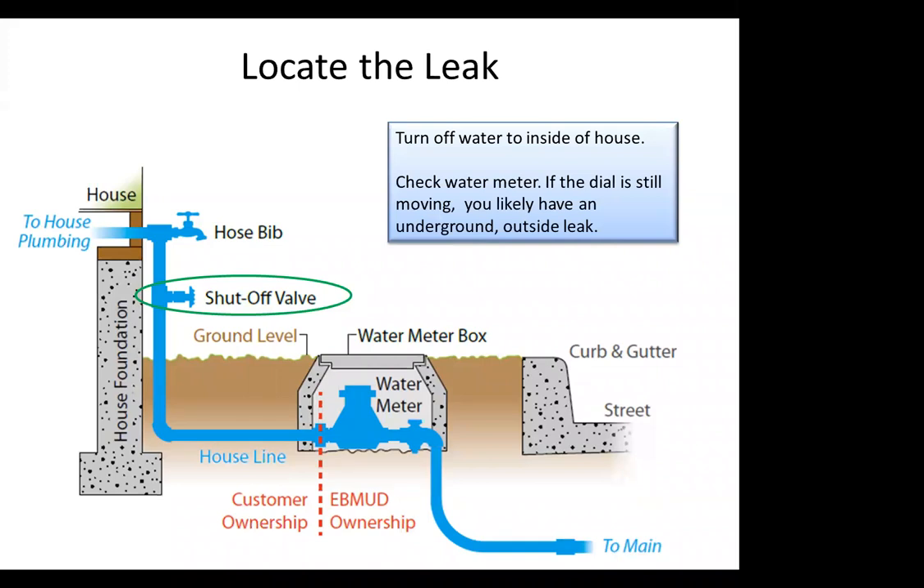So to narrow down the leak location, what you can do is find your house shutoff valve. Usually this valve is located next to the house, as seen in this picture, next to the foundation or the hose bib. So if you turn this off, you will shut off water to the inside of your home. Then come back and look at your water meter again. If you still see the leak indicator moving, then you know that the leak is outdoors because no water is going into the home, but something is still using water. An outdoor leak can be irrigation or the house line.